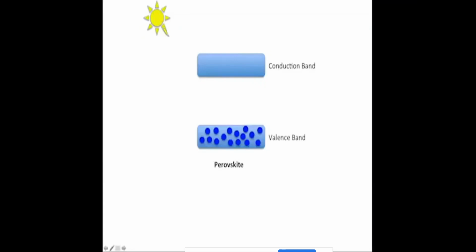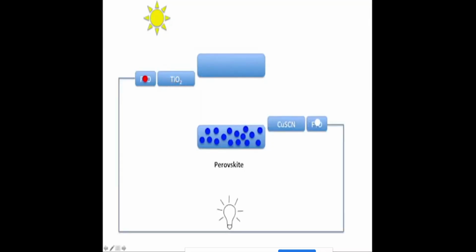The perovskite layer absorbs light and creates electrons in the conduction band and holes in the valence band. On one side, titania selectively transfers electrons from perovskite to the FTO anode. On the other side, copper thiocyanate selectively transfers holes through the carbon particles to the FTO cathode. Once we have electrons on the anode and holes on the cathode, we can hook it up to power an external device like an LED.